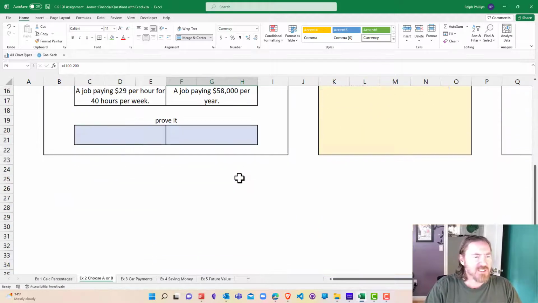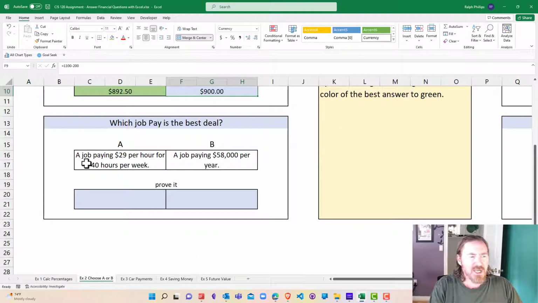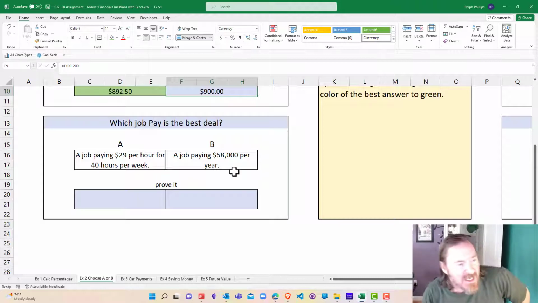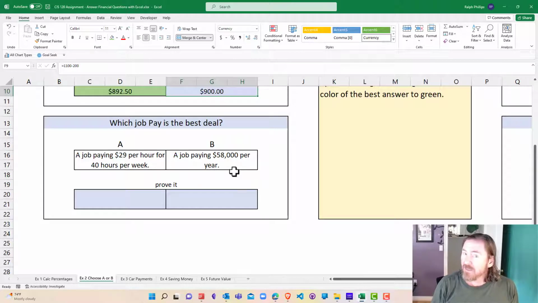I'm going to scroll down for this other scenario. A job that pays $29 per hour for 40 hours per week, or a job paying $58,000 per year. Okay, so for this one, we need to get these into common units, and we could figure out a weekly amount and compare the two, or we could figure out an annual amount and compare the two. Either would work, as long as you're calculating accurately.